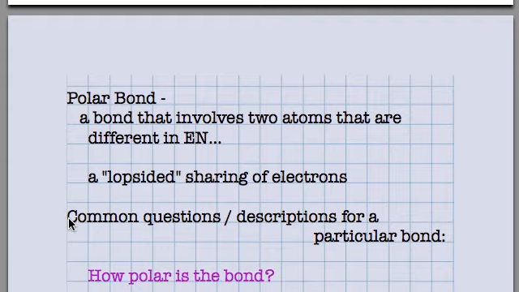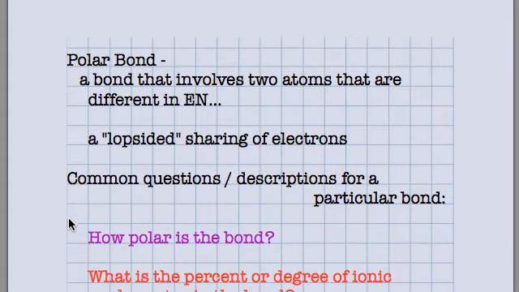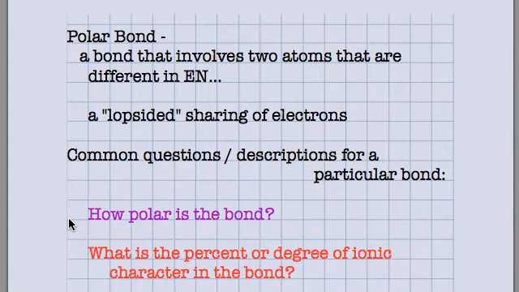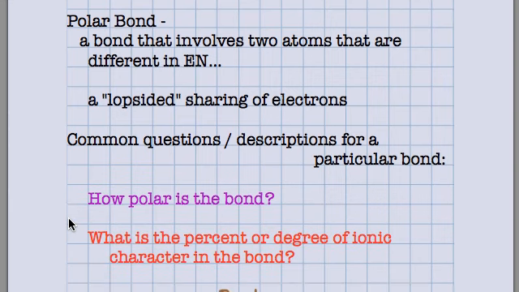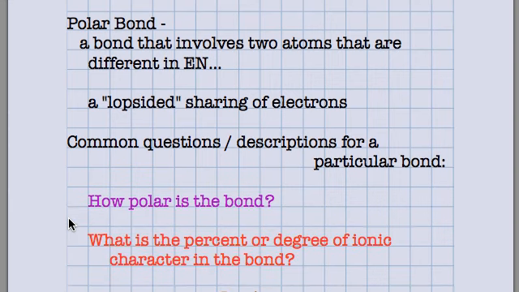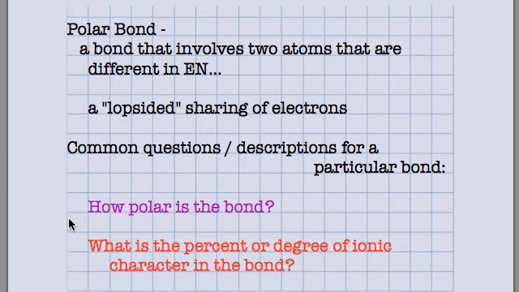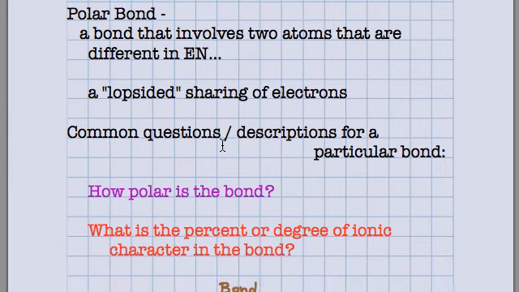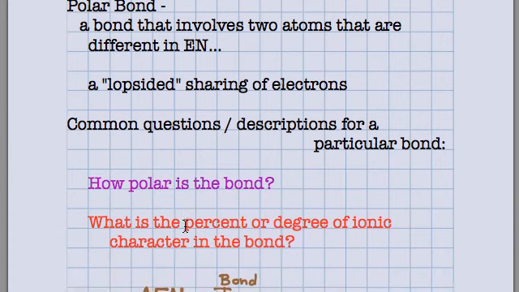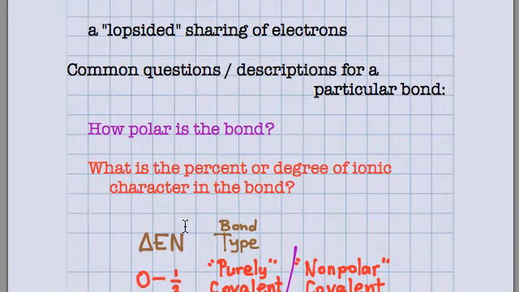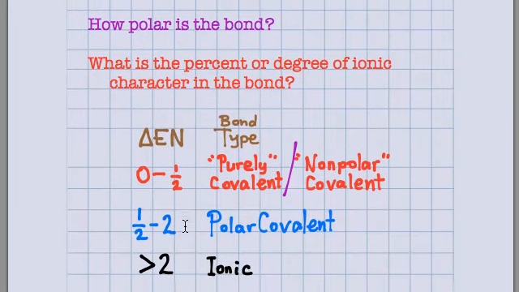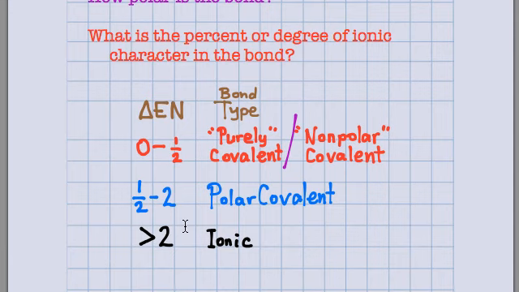So when we say a polar bond, we mean a bond that involves two atoms that are different in electronegativity. They could actually be the same atoms or the very same in electronegativity, in which case the sharing is not lopsided. But the question we always ask is is the bond polar, and to what degree or how highly polarized is it? If it's extremely polarized, we say it's ionic.